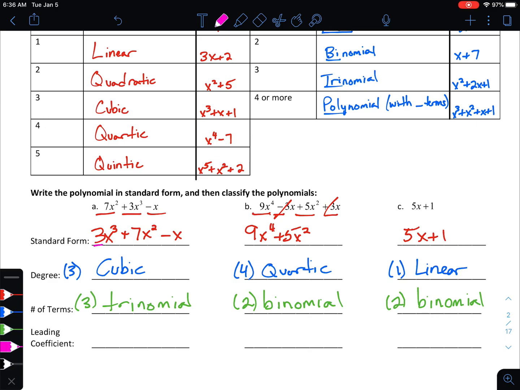Finally, let's go ahead and write down what the leading coefficients would be. Our leading coefficient, for example A, is going to be the number 3. Our leading coefficient, for example B, is going to be the number 9. And our leading coefficient, for example C, is going to be the number 5.